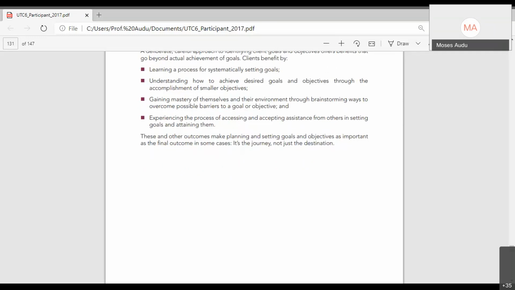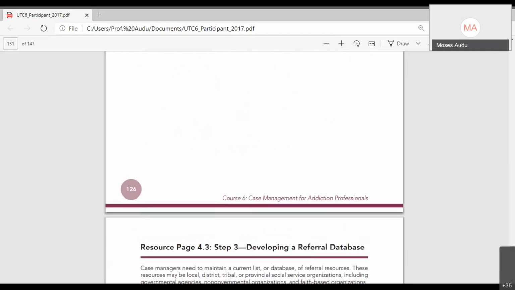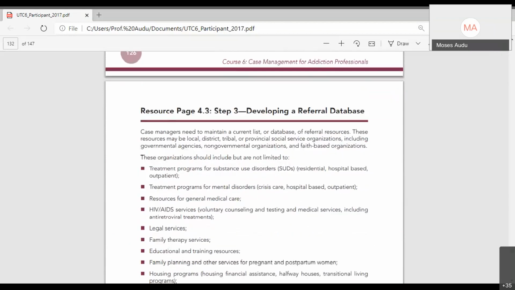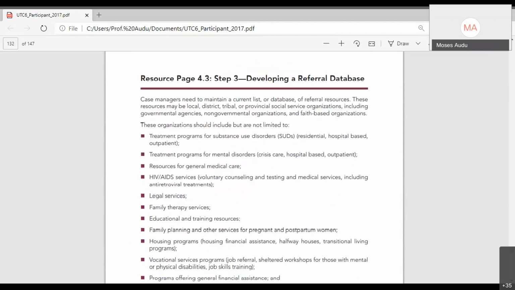Gaining mastery of the environment through brainstorming ways to overcome possible barriers to a goal objective, and experiencing the process of accessing and accepting assistance from others in setting goals and attaining them. Sometimes they don't have the skills to negotiate with other people and to seek assistance, so you help them. By the time they're going through the treatment and teaching them how to solve problems, all the social skills they need, then they'll be able to do that with your support, and you can help them to prioritize whatever their needs are.